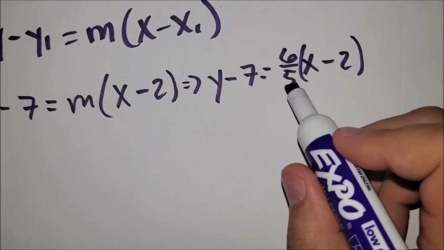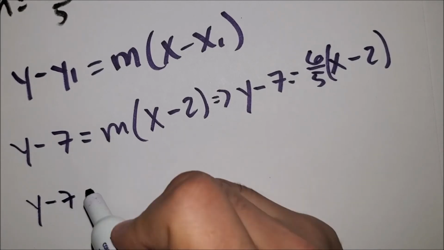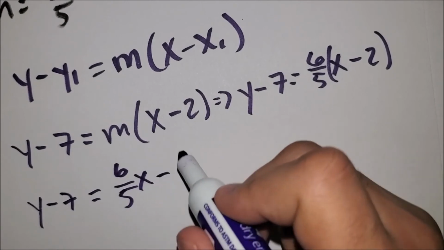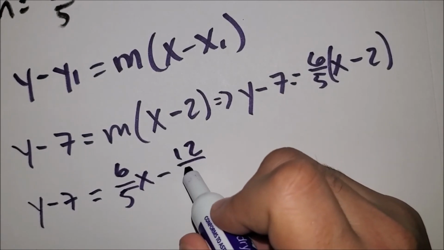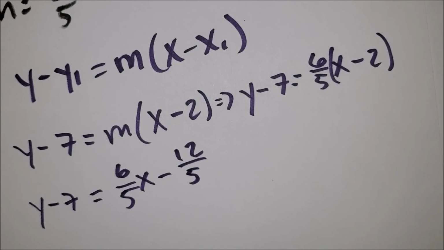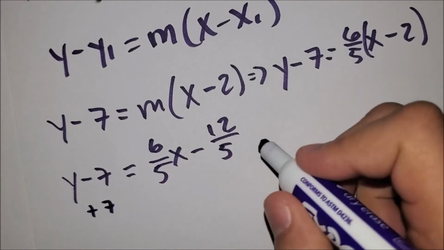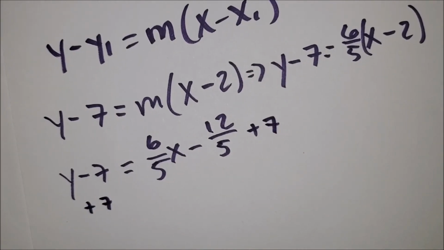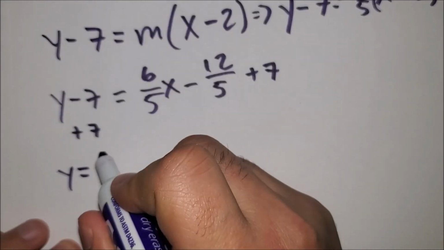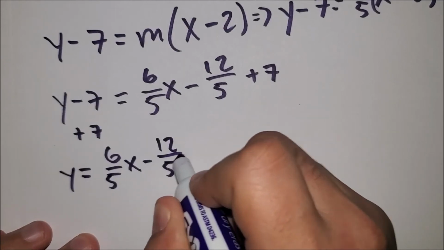So let's go ahead and distribute the 6 over 5, and we're going to get y minus 7 equals 6 over 5x minus 12 over 5. So now we need to add 7 to both sides. So now we have y equals 6 over 5x minus 12 over 5 plus 7.